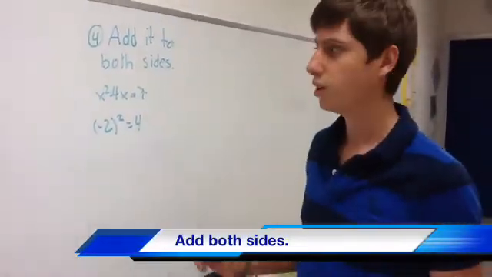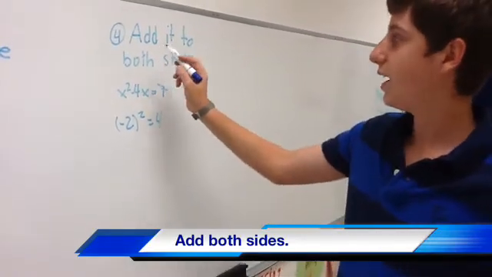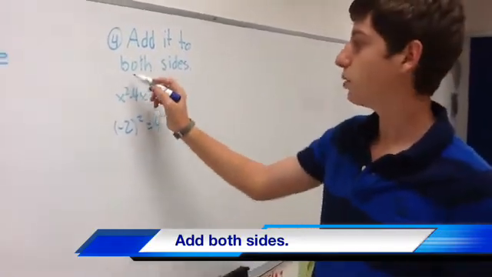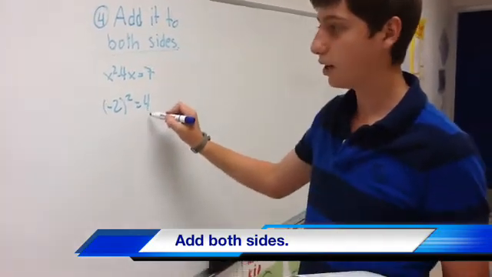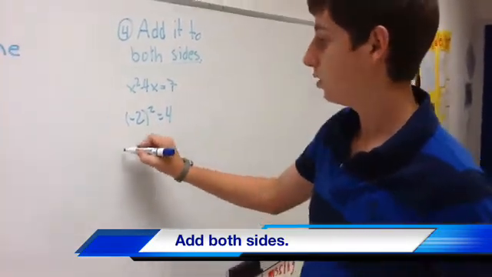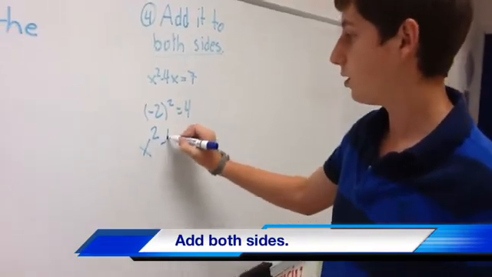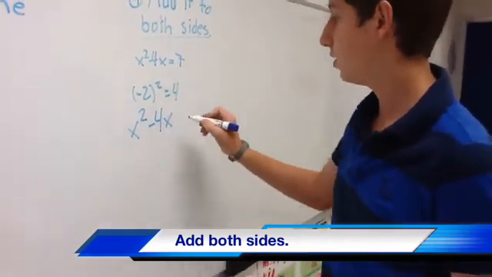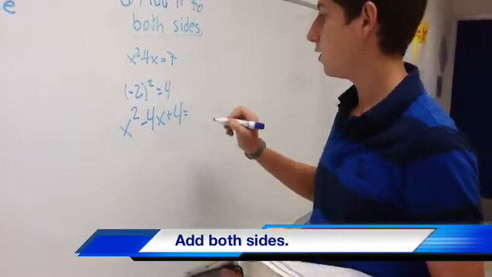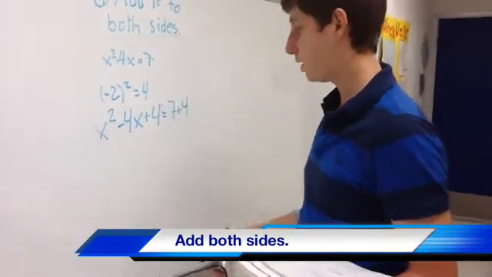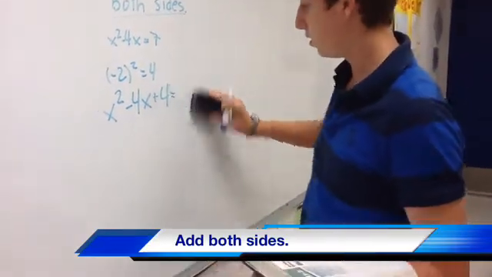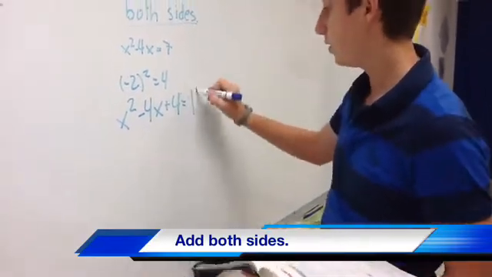In step number 4, you return to the original equation, which was x squared minus 4x equals 7. So you add the result to both sides. This is the important part, both sides. So you add the 4 that you got in step number 3 to both sides. You do x squared minus 4x, just copying this, and then plus 4. And then you do the 7 plus 4. And in the same step you also have to simplify this, and it will give you 11.